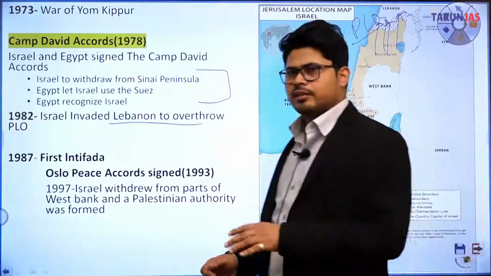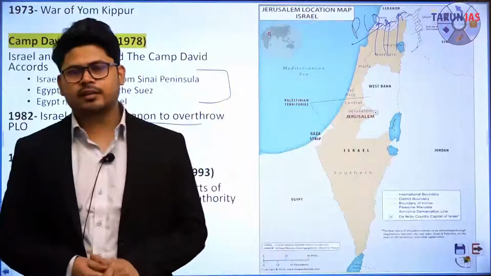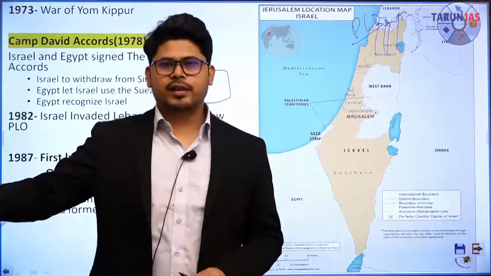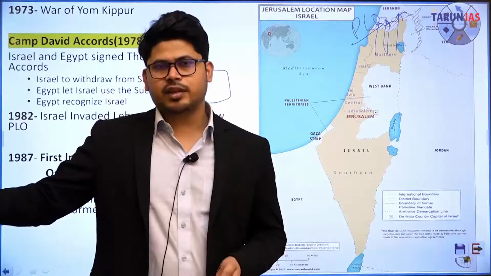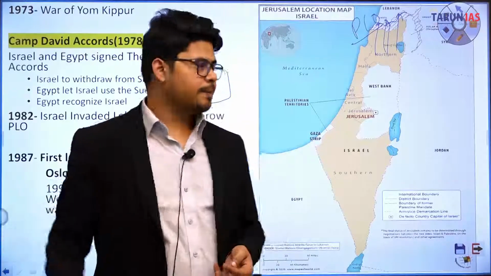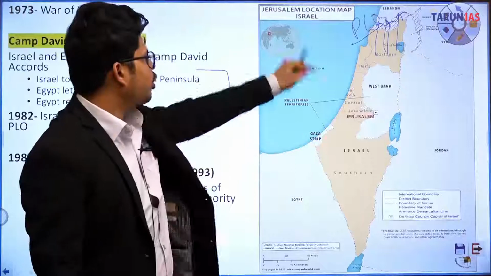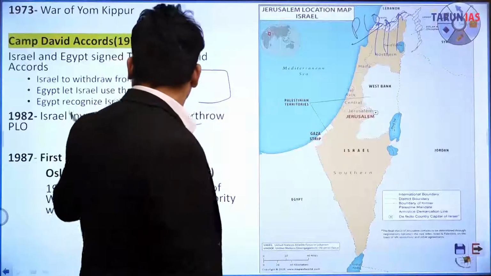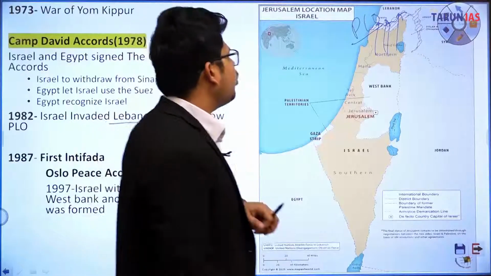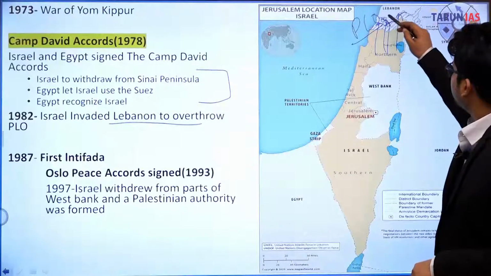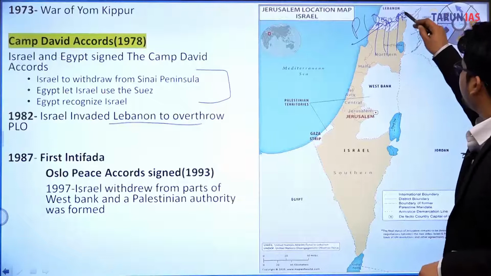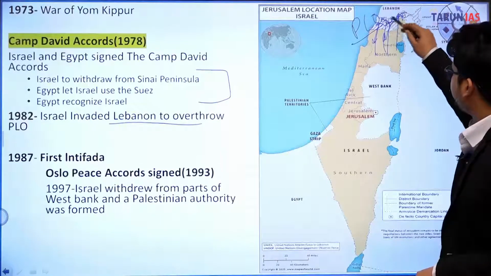And still the condition of Lebanon is very conflicting. We last year heard a very sad blast in the capital city of Beirut. ठीक है, तो लेबनान को इन्वेड कर दिया इजराइल ने 1982 में to overthrow PLO. PLO was actually Palestinian Liberation Organization, an armed group. ठीक है, it was an armed group. It was launching attacks on Israel from Lebanon.